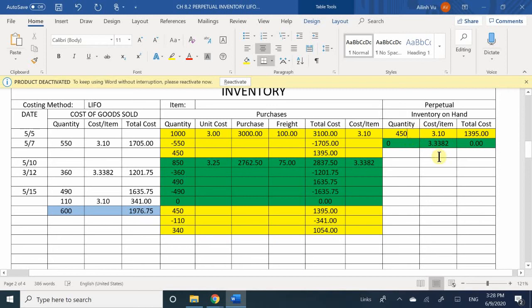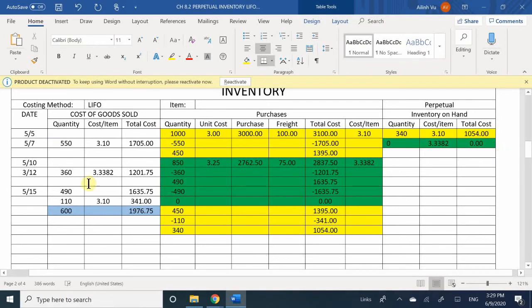So now that I've calculated everything here, I can safely take the inventory out from here. So what is this? 340 now, and it's going to cost me a total of 1,054. 1,054 is correct. All right, good.